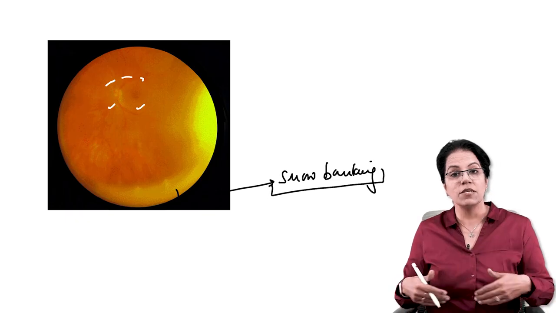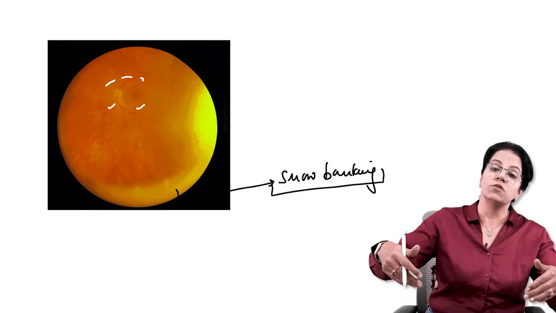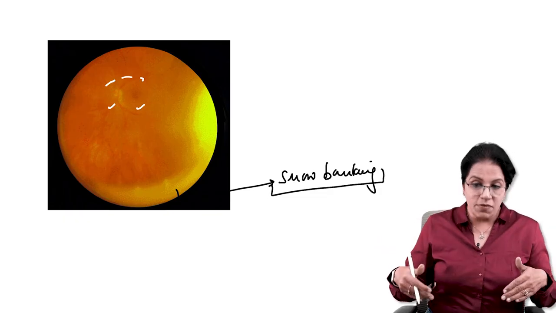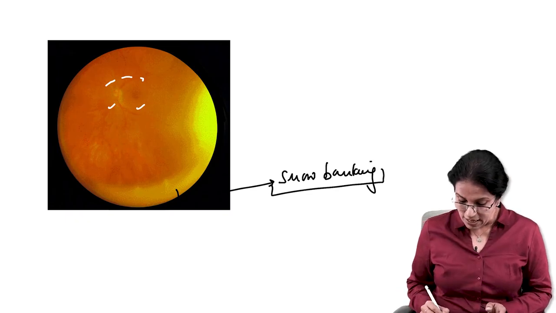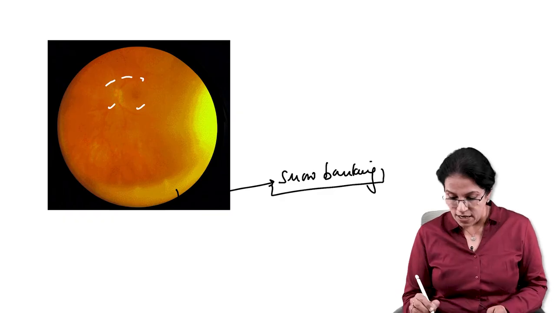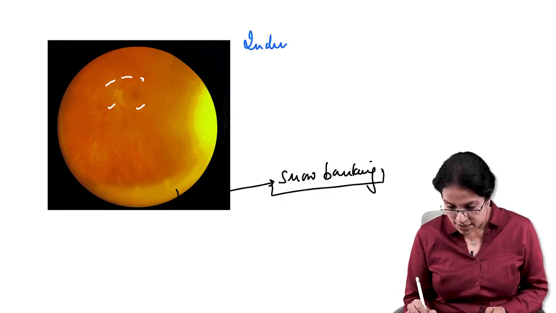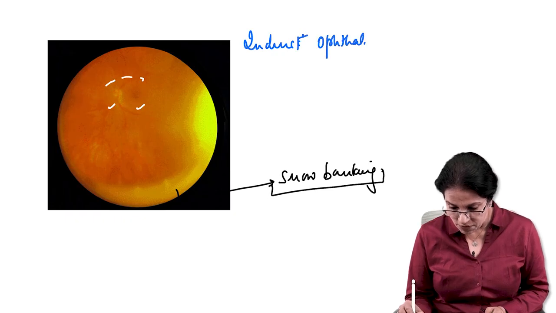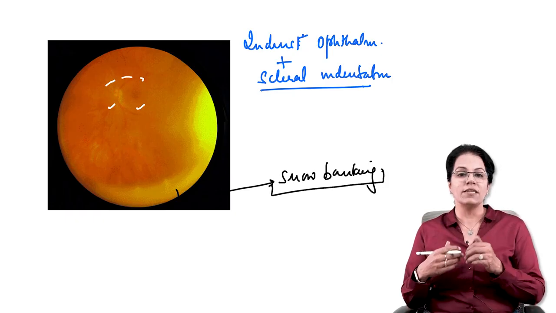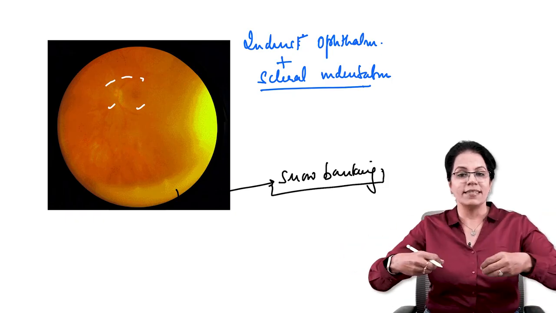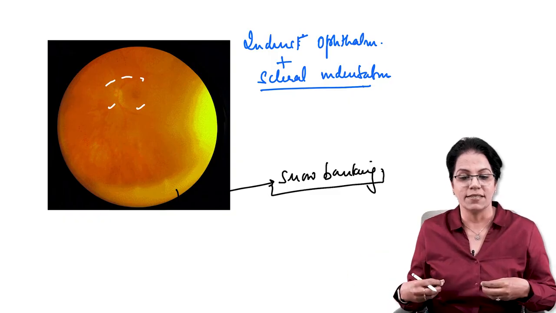And now sometimes when you say snow banking, which is at the periphery of the retina and it is on the pars plana, even indirect ophthalmoscope can be a challenge to look. Then what we do is, if you are not able to see with indirect, the ideal method is, along with indirect ophthalmoscopy, scleral indentation. What is scleral indentation? Okay? So what we are doing? Indirect ophthalmoscopy with indenting the sclera, that is your scleral indentation.